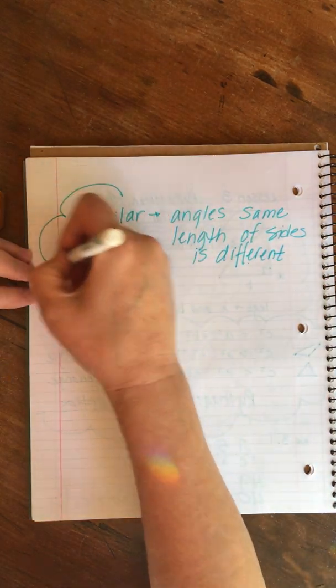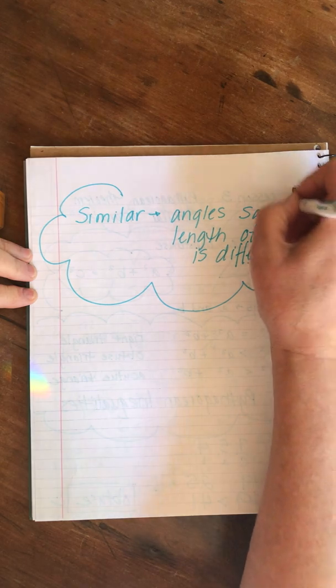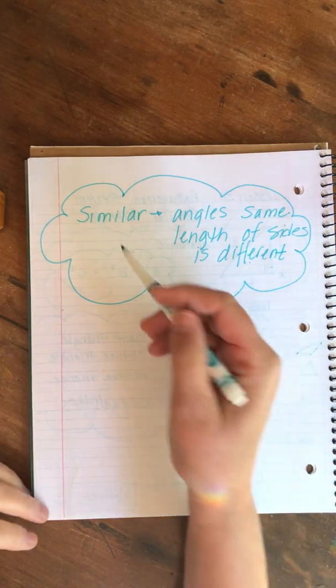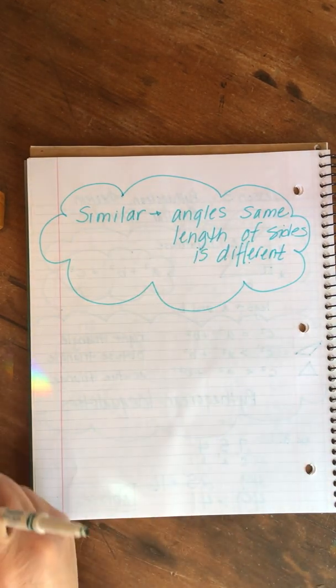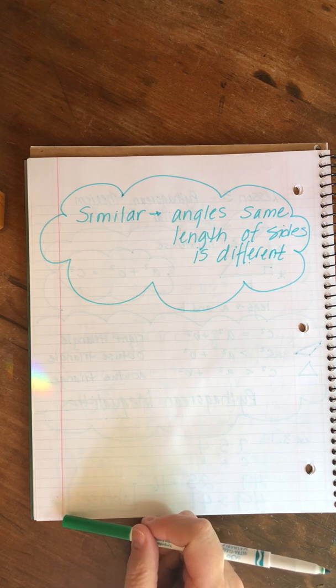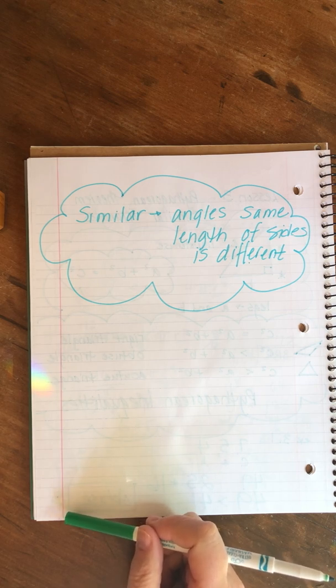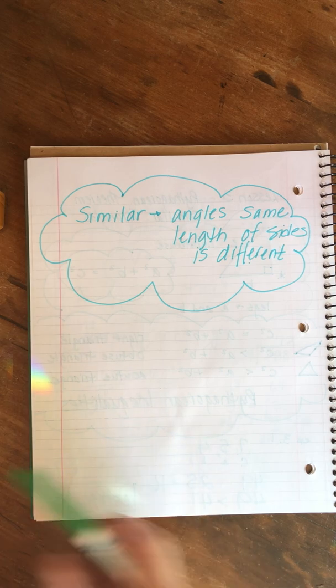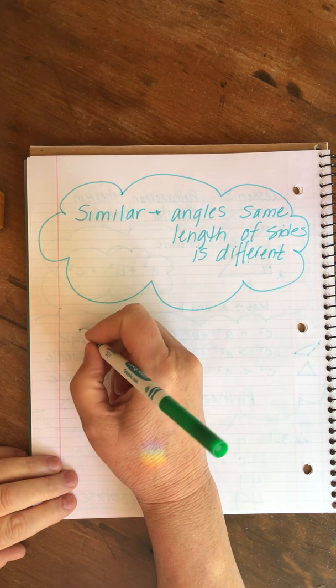Okay, this is the definition of the word similar in geometric terms, and it kind of makes sense because in general English, similar means things are kind of alike but not exactly, right? And let's just draw an example.